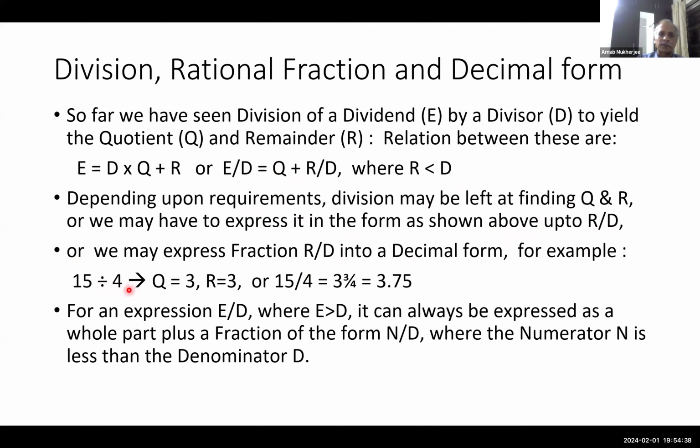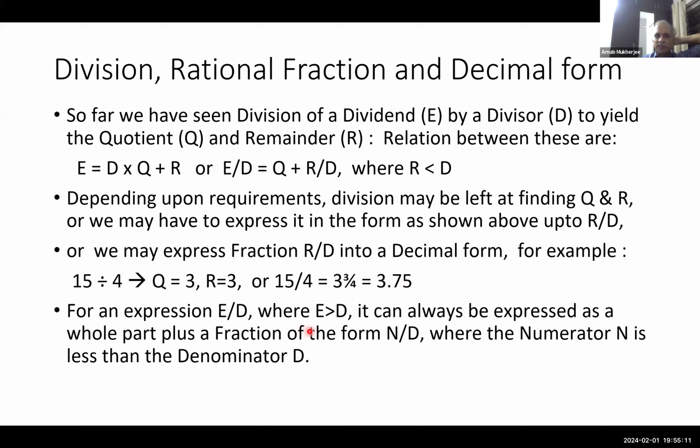For example, 15 divided by 4, we can write either quotient is equal to 3 and remainder is equal to 3, or 15 by 4 is equal to 3 full and 3 by 4. Or we can put a decimal point: 30 divided by 4 gives 7, then again 2, and 20 divided by 4 is 5. So, handling the decimal point, we get 3.75.